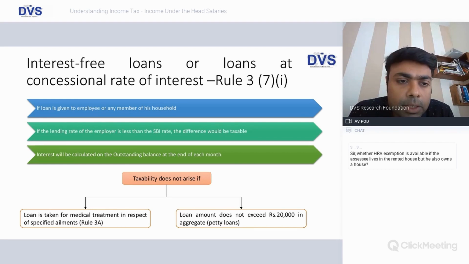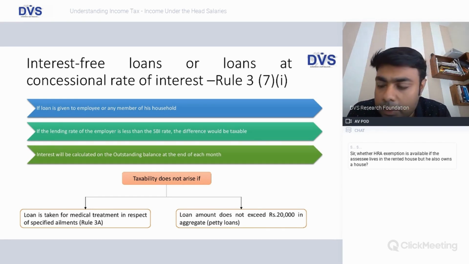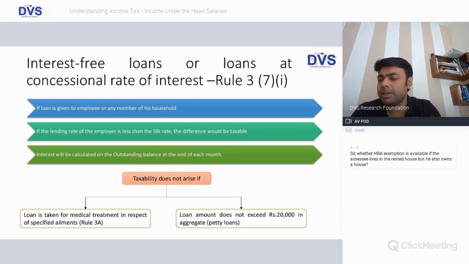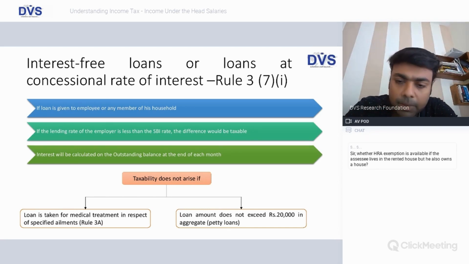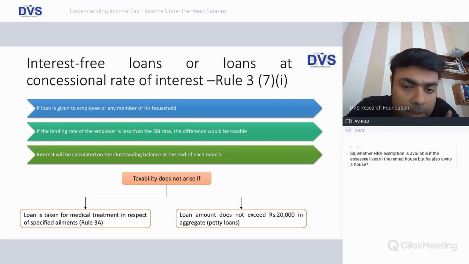So, if the loan is given to an employee or any member of his household, if the lending rate is lower, and in many cases, employers have this case. If an employee is earning, say, 1 lakh, he'll be eligible to take a housing loan for 20 lakhs at 2% rate of interest, whereas a market rate would be 8%. So the difference between this 2 and 8%, that 6% will be subject to tax as value of taxable perquisite.